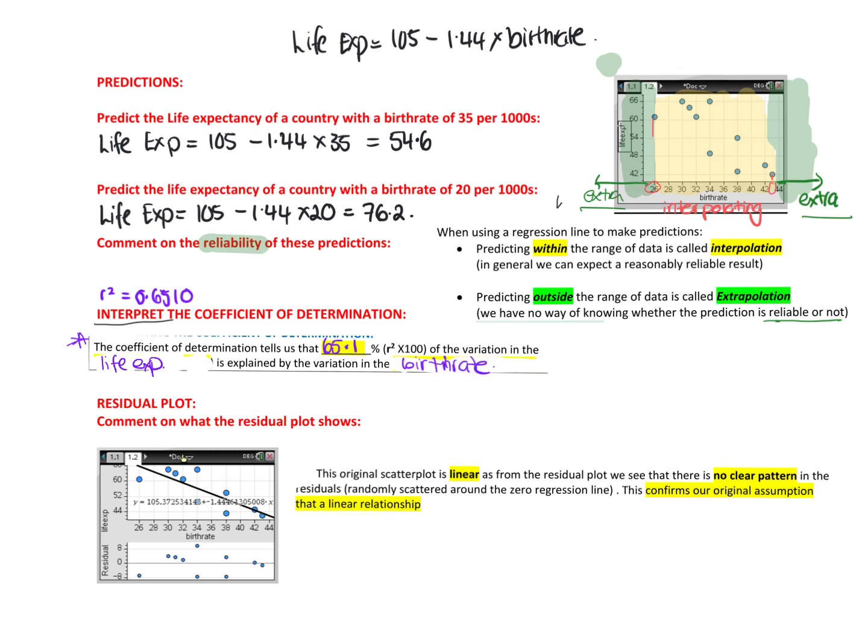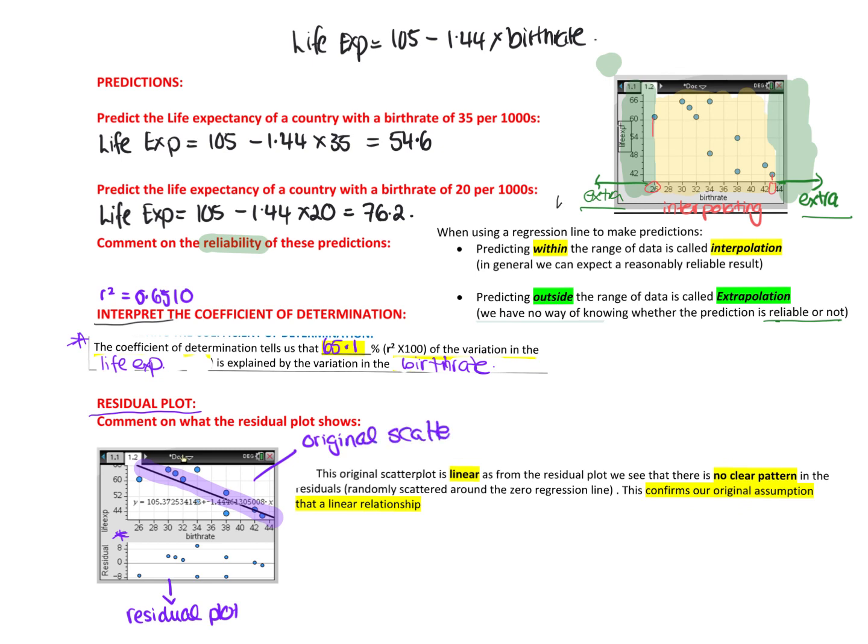We're interpreting that. Then we've been asked to produce a residual plot. So we went through that the other day. Once we've got the scatter plot, remember you need to put this regression line on the scatter plot, and then you should be able to analyze and produce a residual plot. So I can see here, this bottom graph is the residual plot, and this top one is the original scatter plot.